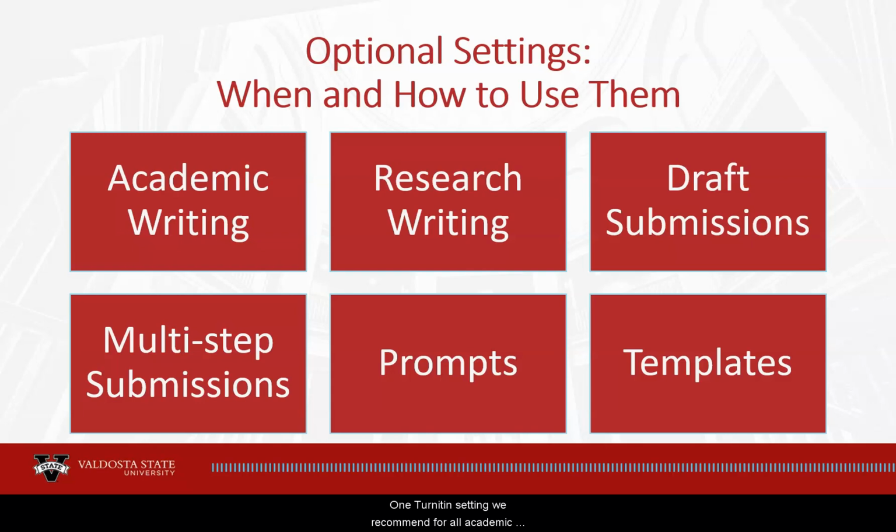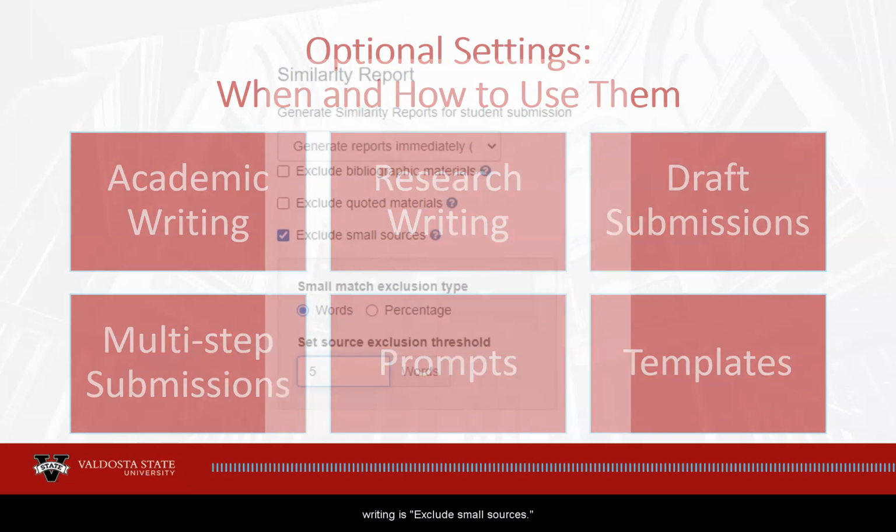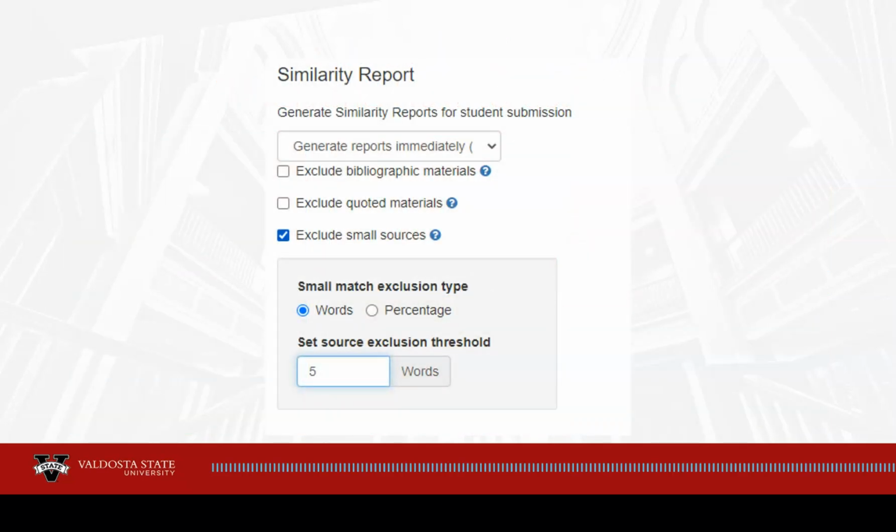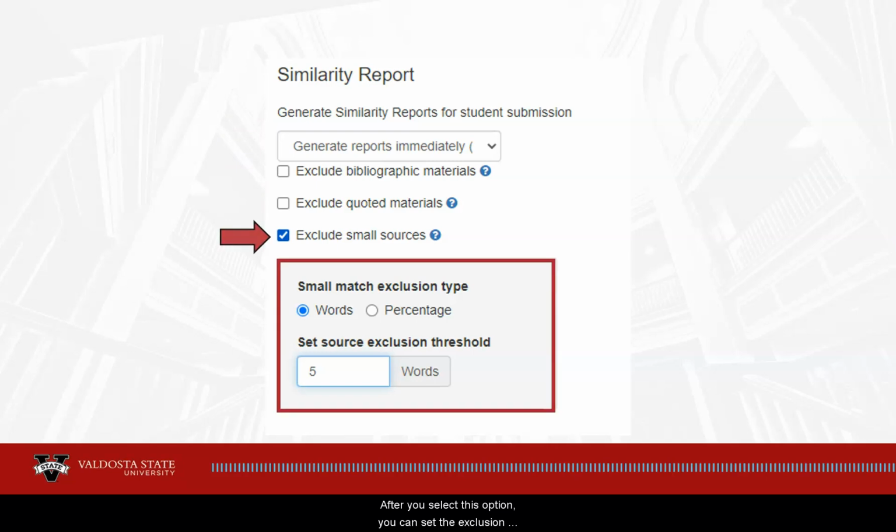One Turnitin setting we recommend for all academic writing is Exclude Small Sources. In the optional settings, scroll down to the Similarity Report heading. After you select this option, you can set the exclusion type and threshold. The recommended setting is 5 words. This will prevent false results related to common phrases in academic writing such as, "according to the author, the."